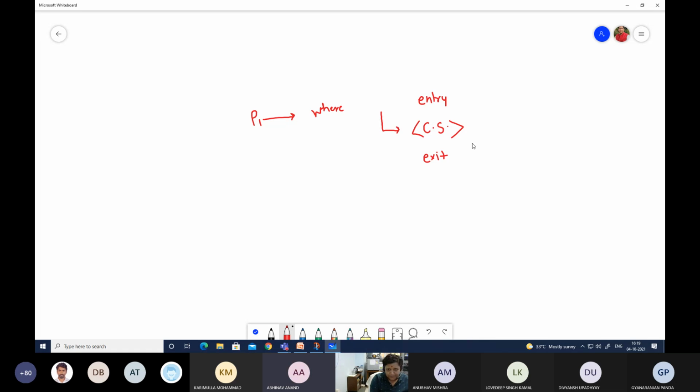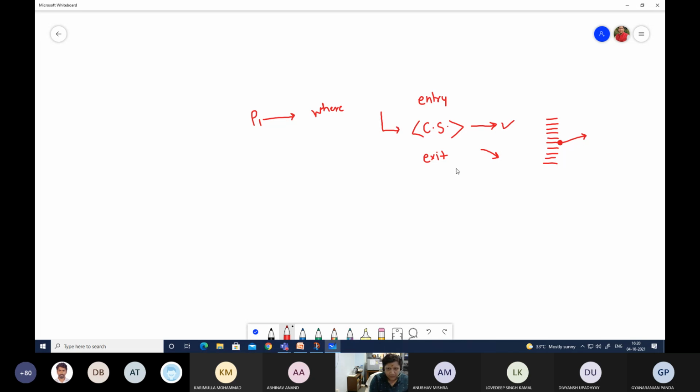So P1 is executing in its critical section. Then P1 is timed out. What happens after it is timed out? P1 is in its critical section, no? So suppose the critical section has 10 instructions. P1 is interrupted here.